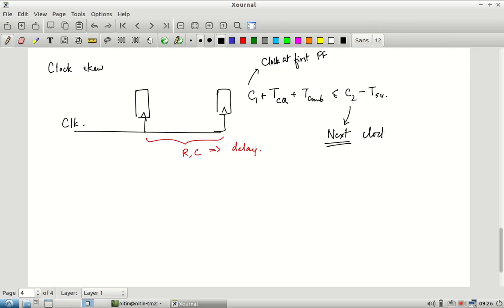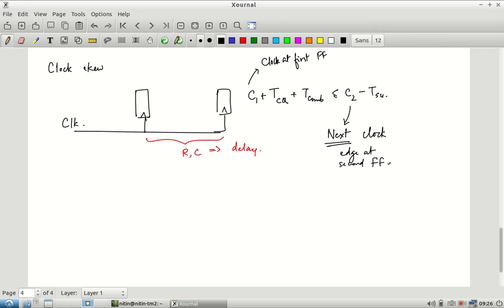This is C2, the next clock edge at the second FF. Why did I decide it's the next clock edge? Because that's what I'm interested in. I want to make sure that the data which goes through the first flip-flop goes through the combinational logic and can settle at the input of the second flip-flop by the time it's ready to be latched in.